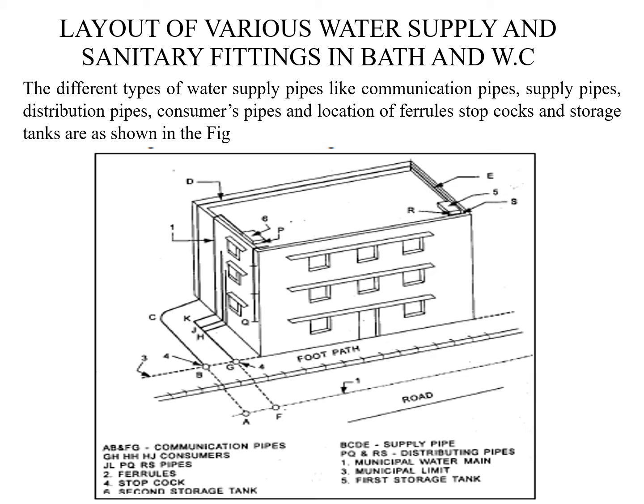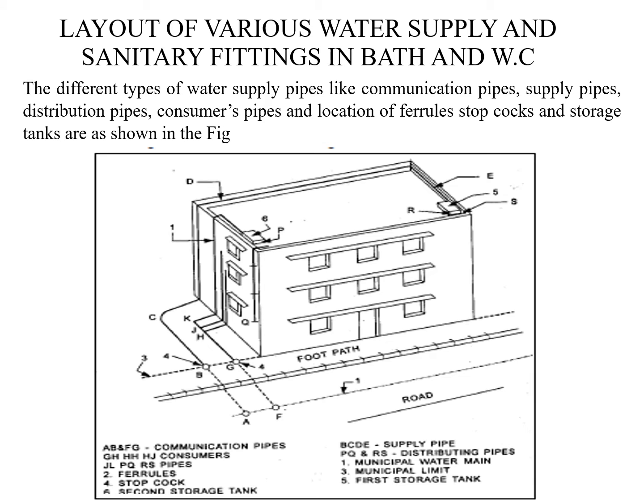The different types of water supply pipes, like communication pipes, supply pipes, distribution pipes, consumer pipes, location of ferrule, stop cock and storage tanks are being shown here. You can see this: A, B, F, G are the communication pipes. G, H, HH and HJ are the consumer pipes. JL, PQ, RS are the pipes.